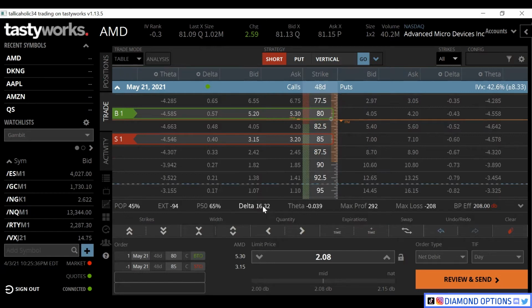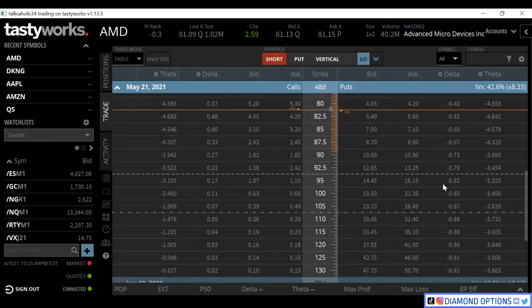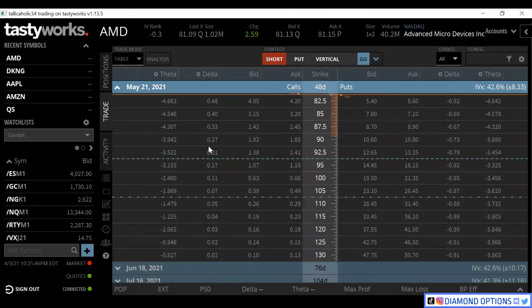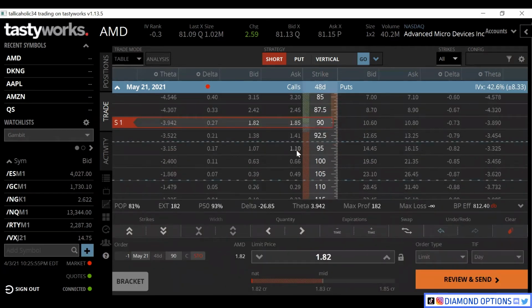And notice our delta as well. It is very high in here. So it's 16. What we can do is still stay on the call side, just for all things being equal. And we can go in here and sell, let's just say this 20 delta, let's just do 90. We're going to sell this 90 right here. And then we are going to purchase the 95.